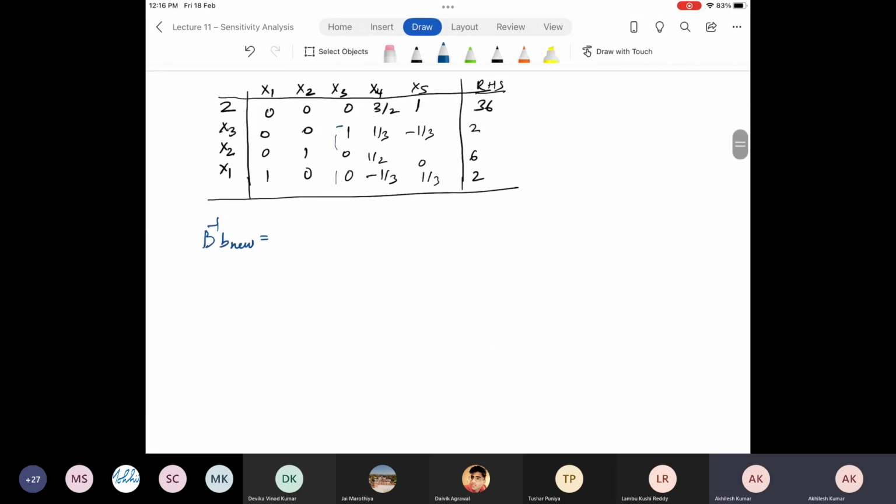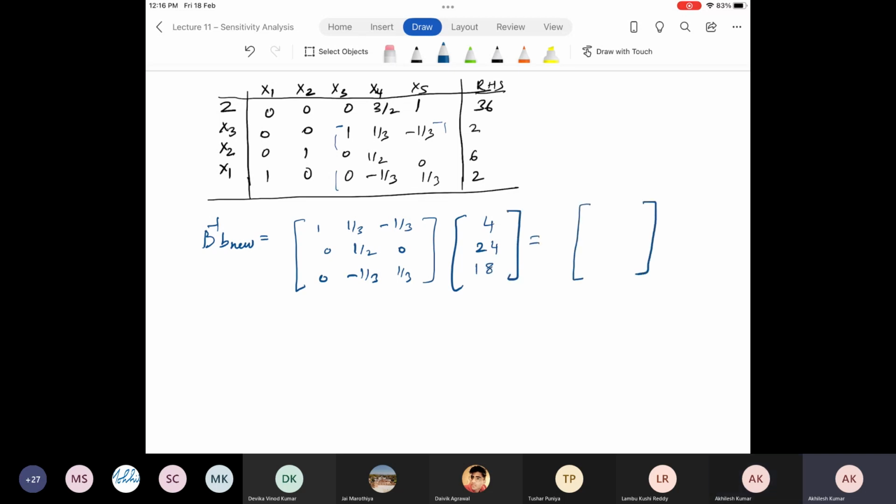So my B inverse is here. So 1, 1/3, minus 1/3, 0, 1 by 2, 0, 0, minus 1/3, 1 by 3, and B new is 4, 24 and 18. Give me the new values for this one, and also CB, B inverse, B new.